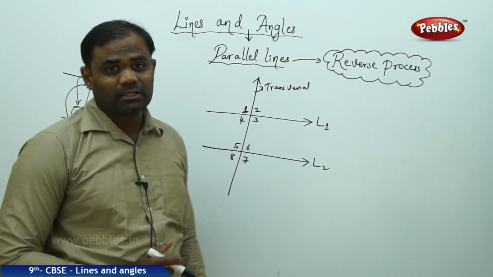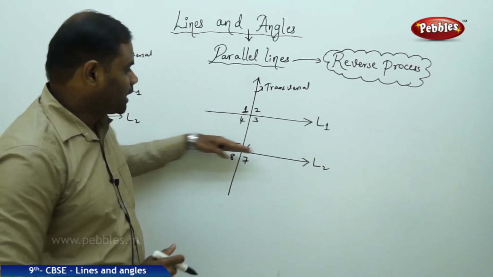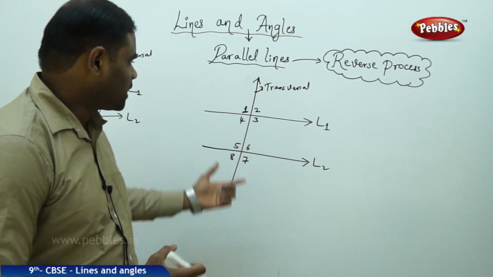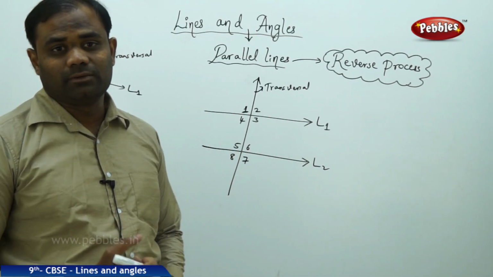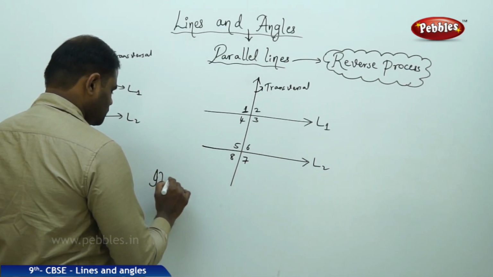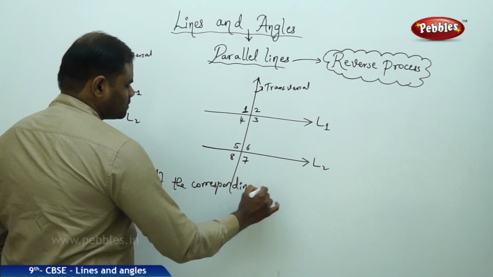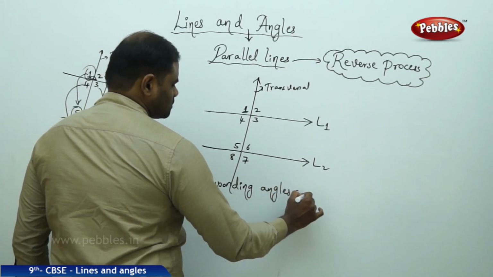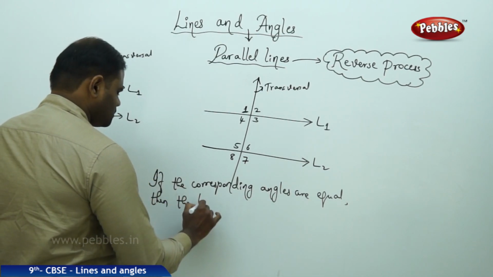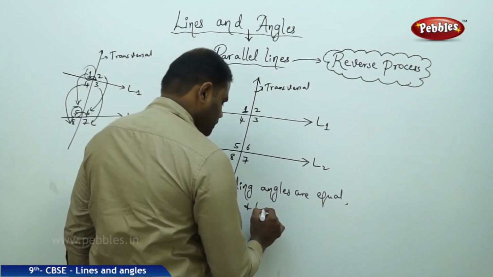Then the property says that if the corresponding angles are equal, then the lines which form that angle with the transversal must be parallel. If the lines are not parallel, then we cannot have the possibility that the corresponding angles are equal. Therefore, if the corresponding angles are equal, then the lines L1 and L2 must be parallel.